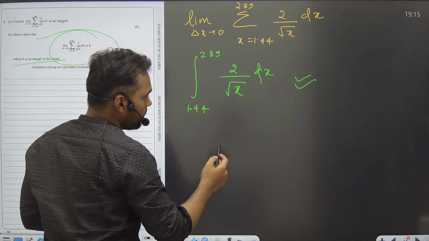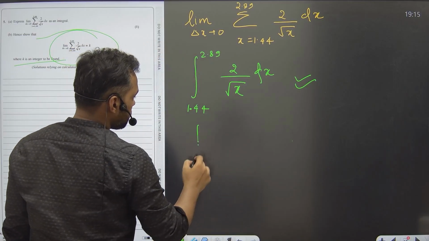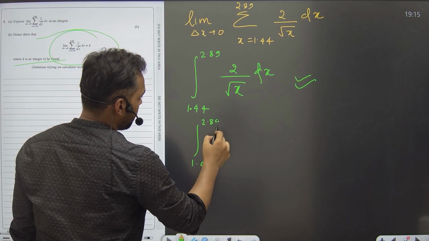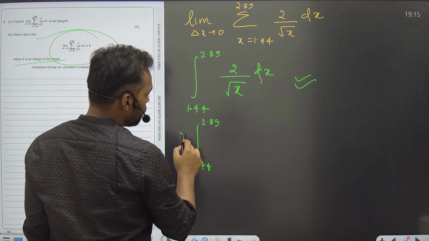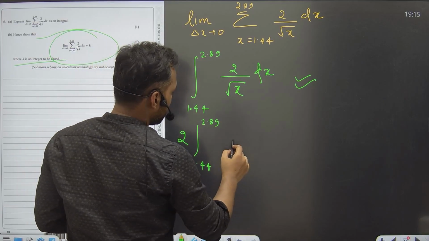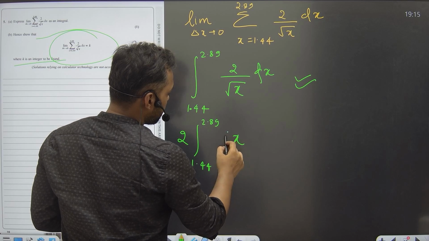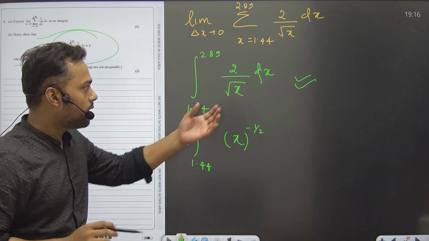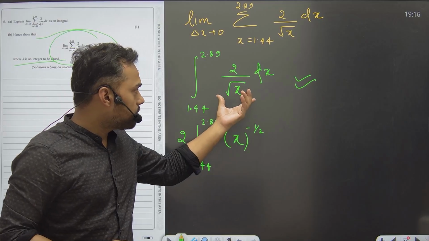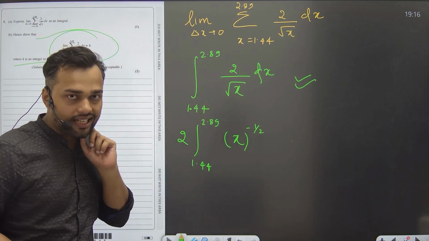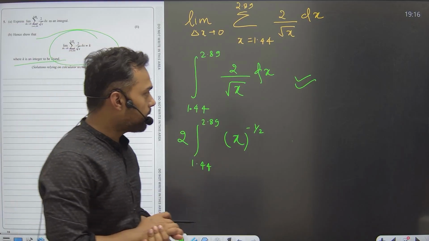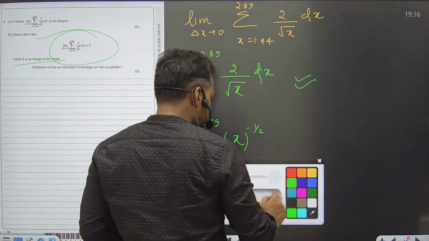So I'll tell you, 1.44 to 2.89, here take 2 outside the integration part, and x could be written as negative of 1 by 2. Okay, we have taken the denominator x into the numerator part, so it could be written as negative of 1 by 2. Now I'll write one formula here.